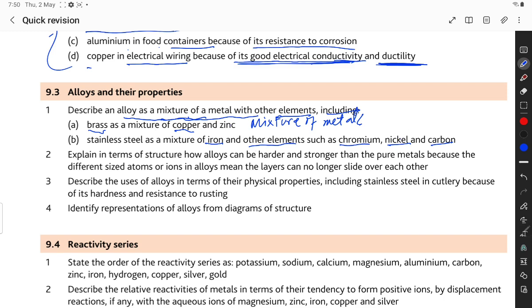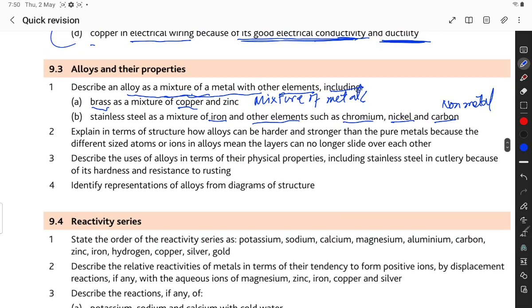This is metals, but this is non-metals. So alloy is a mixture of metals and metals with other elements like chromium, nickel, and non-metals like carbon. Explain in terms of structure how alloys can be harder and stronger than the pure metals, because this is the reason.